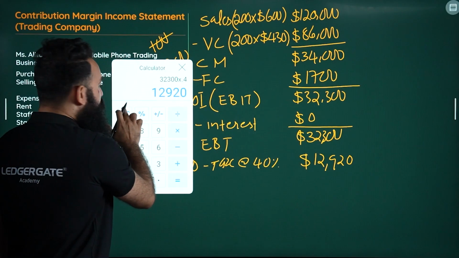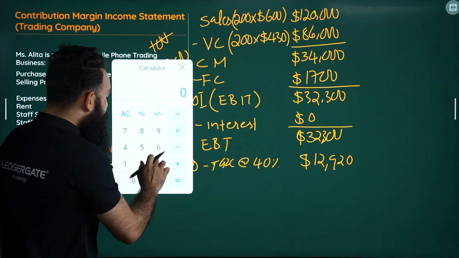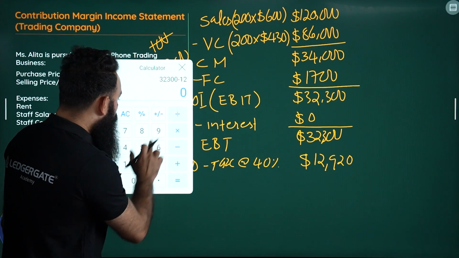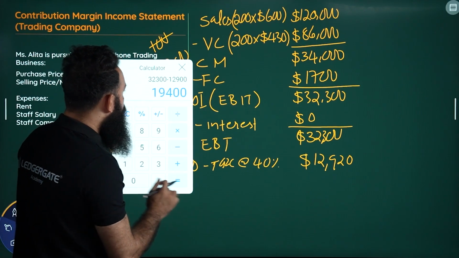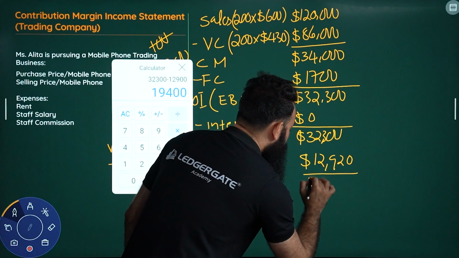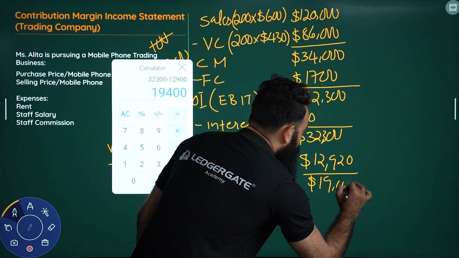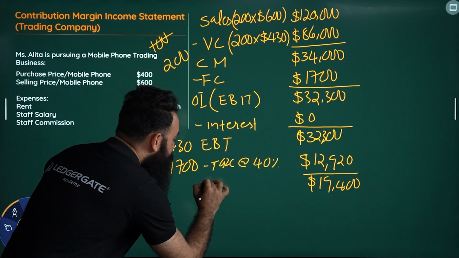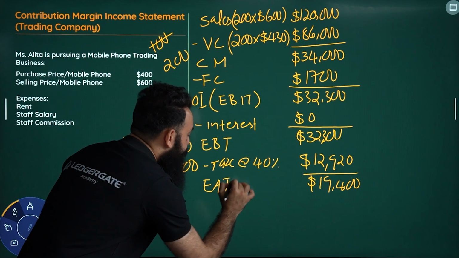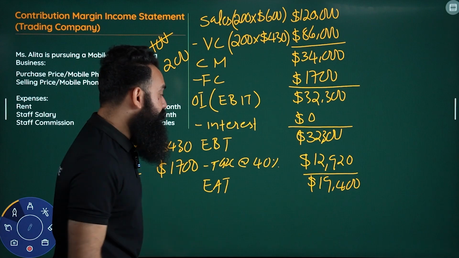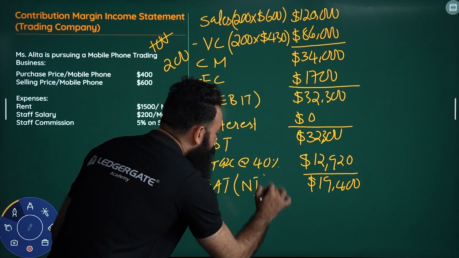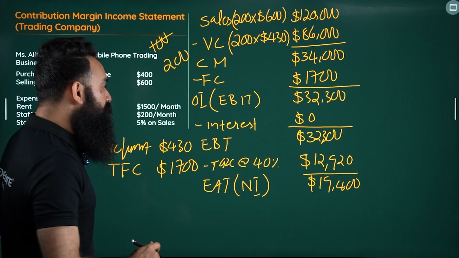12,920. Here we are going to deduct 32,300 minus 12,900, which is equal to 19,400. This is our earnings after tax, otherwise profit after tax. We also call this net income or net profit.